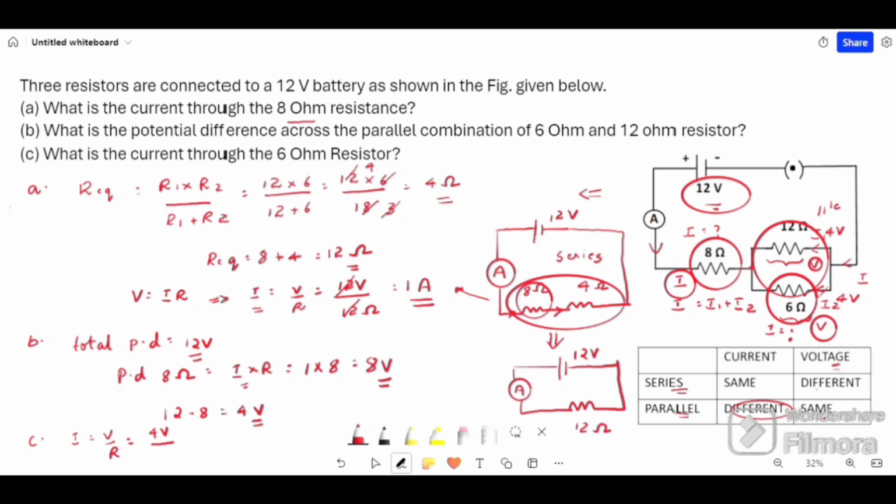4 by 6. It is 6 ohm. In the question they asked across the 6 ohm resistor. So it is 2 by 3 ampere current. We have solved all 3 questions.